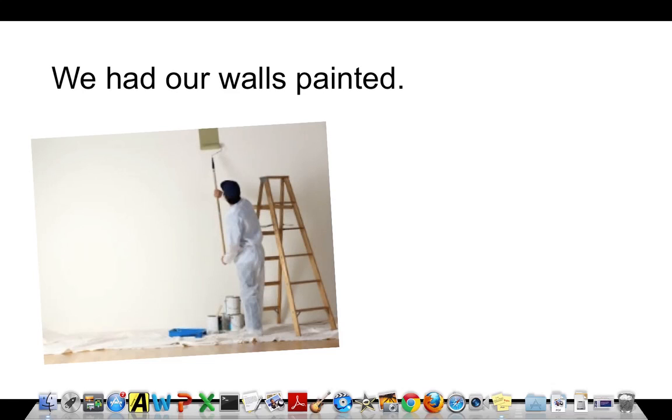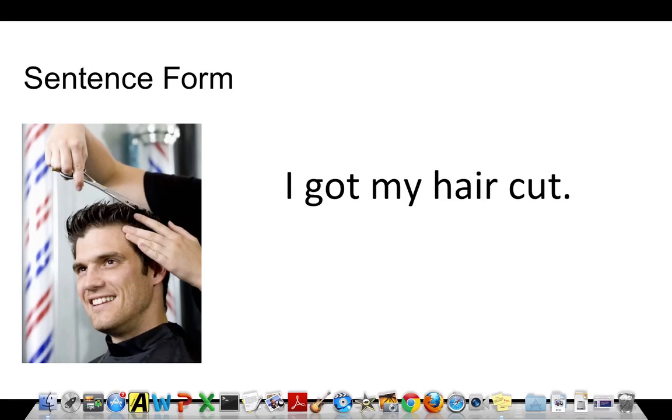Well, let's take a look at the general form of this type of sentence, and then we'll look at the function, and finally we'll do a little exercise. Okay, the sentence form. I got my hair cut. So I is our subject, and it doesn't do the action. So in that sense, it is a passive sentence.